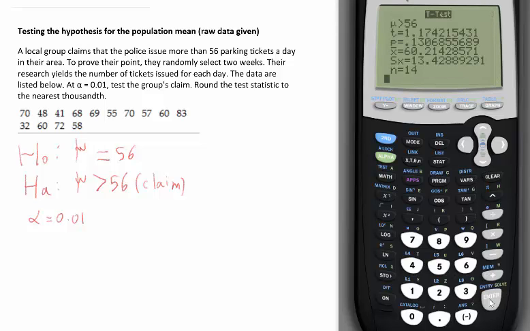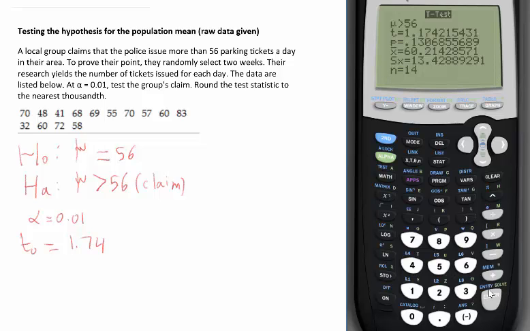And then I'm going to hit Calculate. So I got the test statistic t, or this book calls it t0, which is 1.174, rounded to 3 decimal places. So what's the p-value here? 4 decimal places always for the p-value. So it's 0.1307.